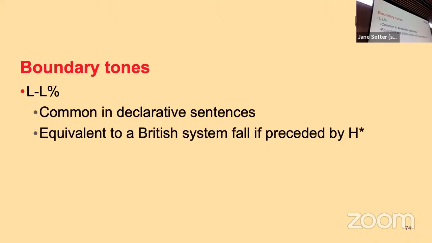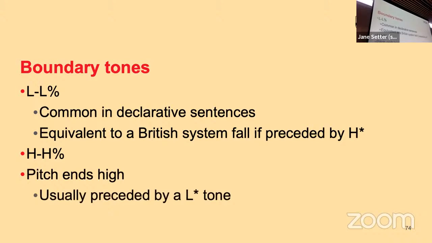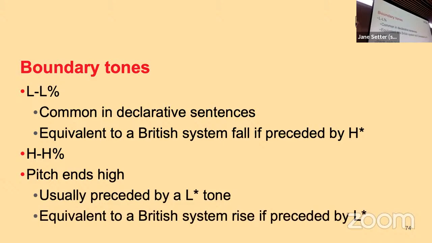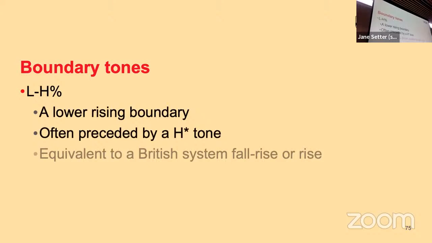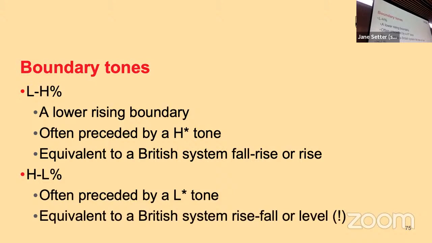Okay, so these are the boundary tones. That one's common in declarative sentences. And this one is where the pitch moves up high and ends high, usually preceded by a low tone. And it's equivalent to the British system rise if preceded by a low tone. And then we've got these other ones where we've got lower rising boundaries. So this one's equivalent to a full rise or a rise, depending on what comes before it. And then we've got this one, often preceded by a low, which is equivalent to a rise, fall, or a level, interestingly.